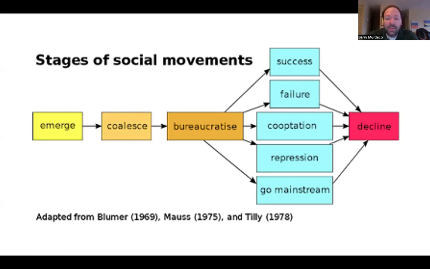Now, this goes against what Piven and Cloward argue. They argue that social movements are more effective the less bureaucratic they are; the more they act in a spontaneous and disruptive fashion, the more effective they usually are. It's when they become more organized and formalized that they start to lose their vitality and energy. This usually leads to success, failure, co-optation, repression, or going mainstream, and then their decline.